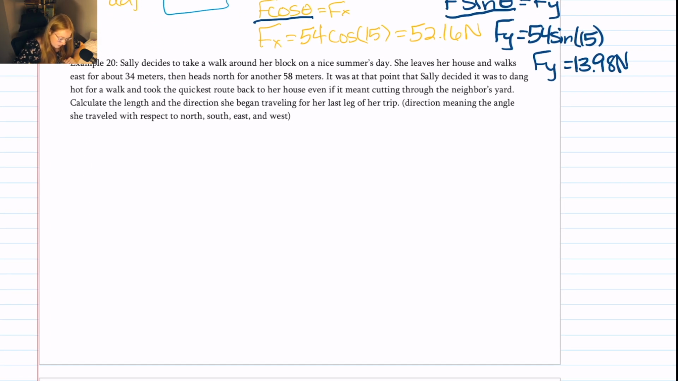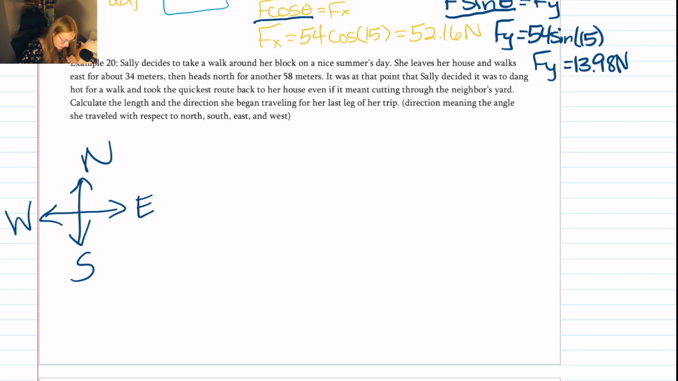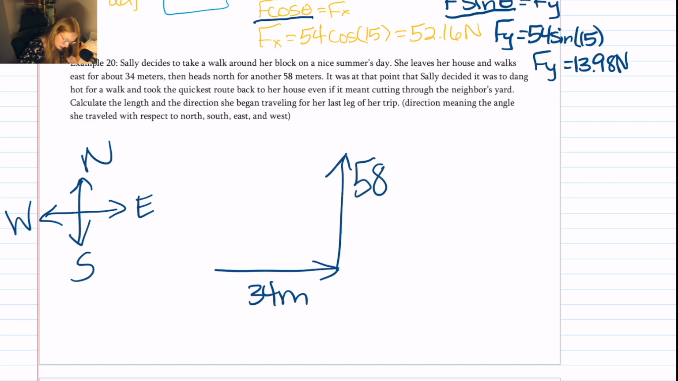Okay, Sally decides to take a walk around her block on a nice summer day. She leaves her house and walks east. So remember, never eat sour watermelon. So we have our cardinal directions. So she walks east for about 34 meters. Then she heads north for another 58. It was at that point that Sally decided it was too dang hot for a walk and took the quickest route back to her house. So she went as fast as she could, which would be a direct path along the diagonal. Calculate the length. And when it asks for direction, it's really asking what angle does she start to travel.